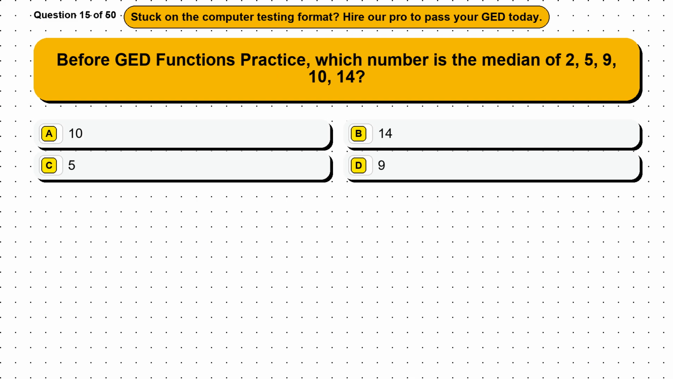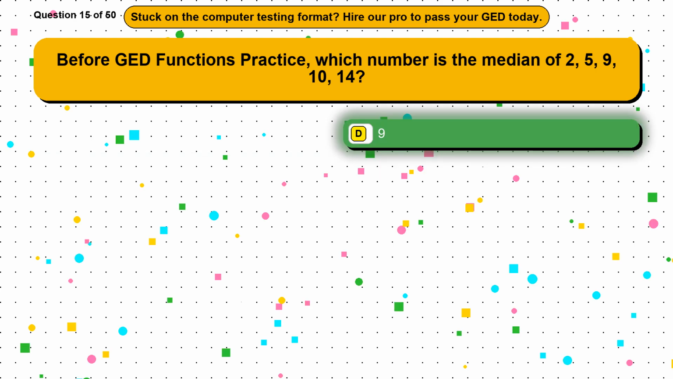Question 15. Before GED functions practice, which number is the median of 2, 5, 9, 10, 14? Option A 10. Option B 14. Option C 5. Option D 9. The correct answer is option D.